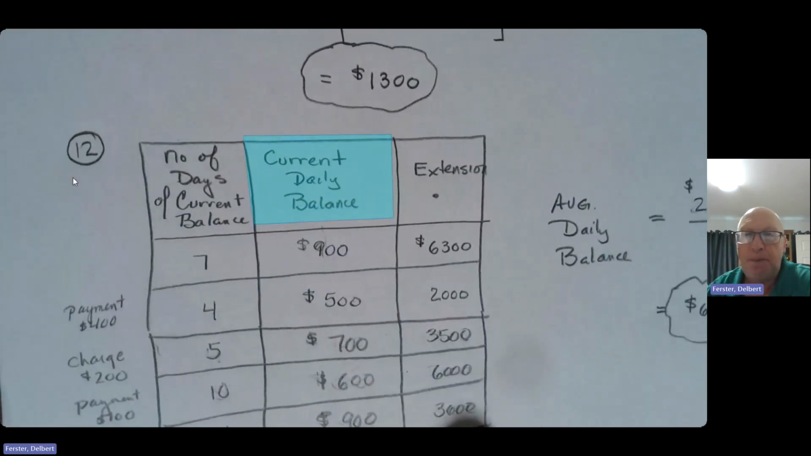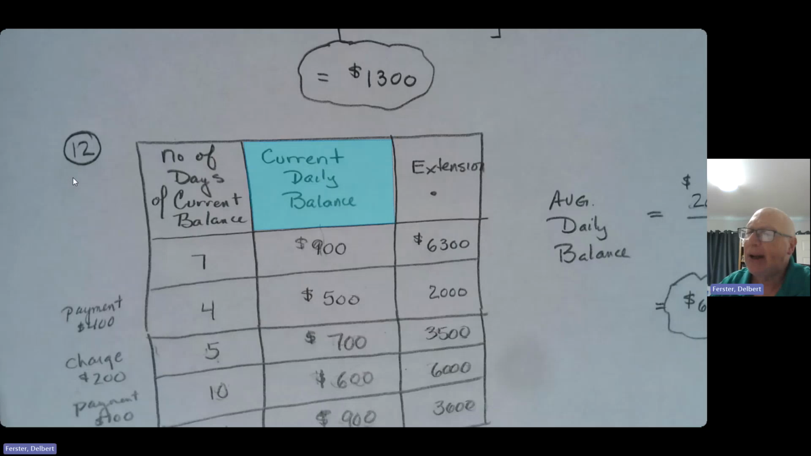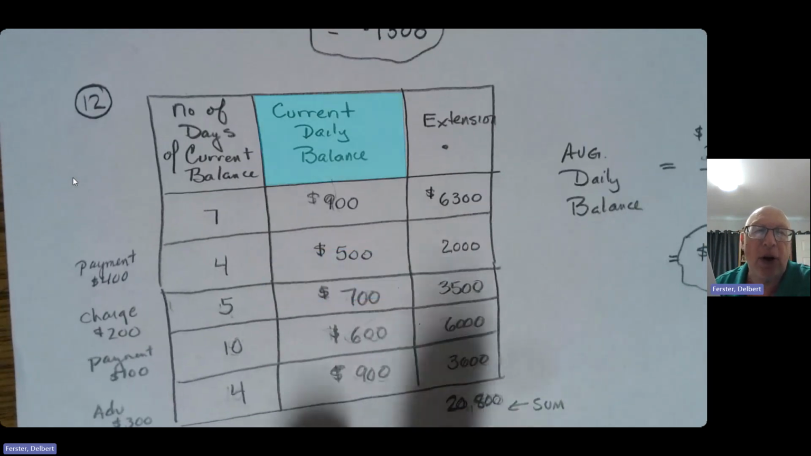Problem number 12. We're going to calculate an average daily balance for a revolving charge card. We're going to assume a 30-day billing cycle. So what we've done here is we've created a little chart that hopefully you can see.